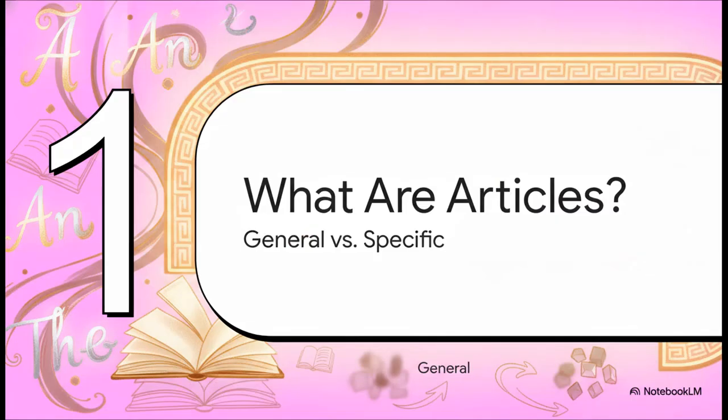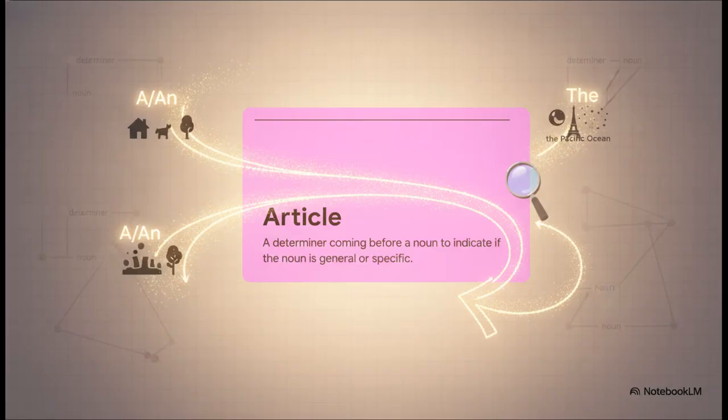All right, Section 1, what are articles? We're looking at general versus specific. Now, in old-school grammar books, you might have seen articles called adjectives, but in modern grammar, they're classified as determiners. Basically, think of them as the advanced team for your nouns. They jump in right before a noun to do one absolutely crucial job, telling us if we're talking about some general, random thing or a highly specific, particular thing. Without them, our sentences would be incredibly confusing.